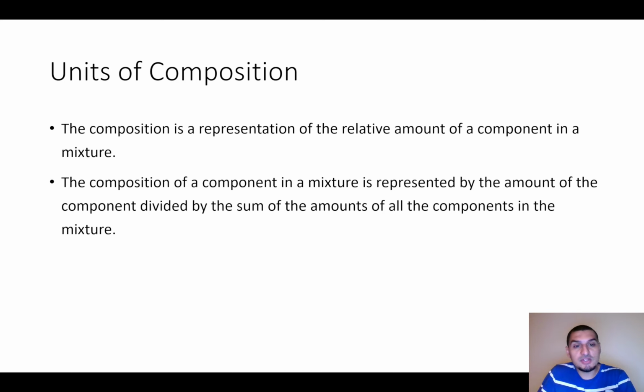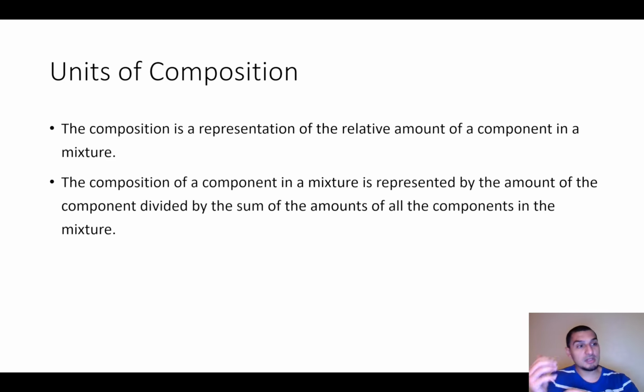So the concentration or the composition of benzene can be the mass of benzene over the volume of the mixture. It can be the number of moles of benzene over the volume of the mixture. It can be the mass of benzene over the mass of the mixture. It can be the number of moles of benzene over the number of moles of the mixture. It can be the volume of benzene over the volume of the mixture. It can be different things.